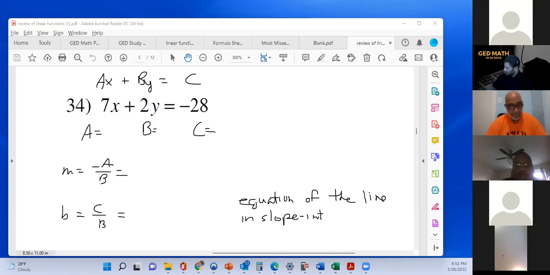I'm not sending you the answer, I'm just sending you how you set it up first. That's what I want you to do. Send me A, B, and C, then send me your slope, then your y-intercept, then the equation of the line in slope-intercept form. You want A, B, C, or just A over B and C over B? I want A, B, and C first, exactly what's on the screen. Then I want the slope, then the y-intercept, then the equation of the line in slope-intercept form.